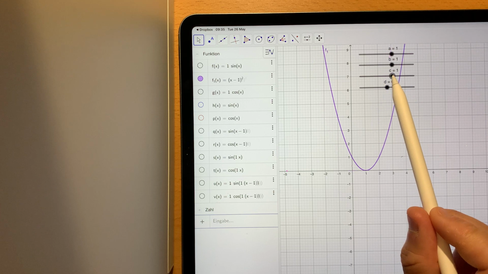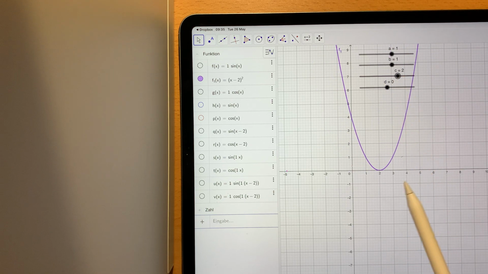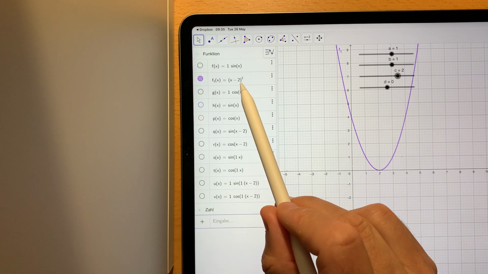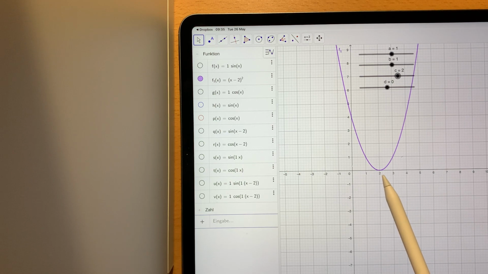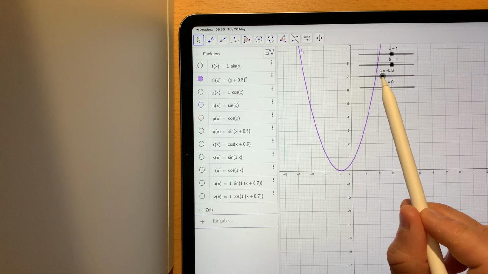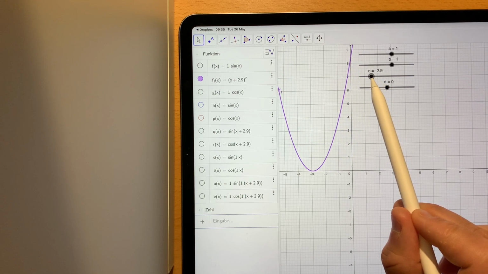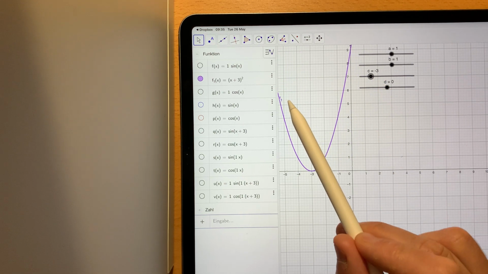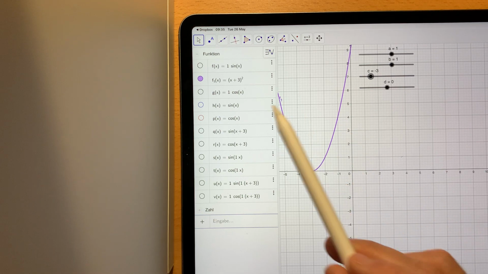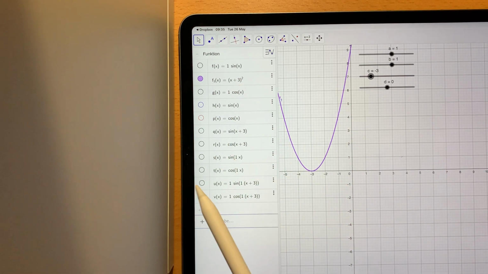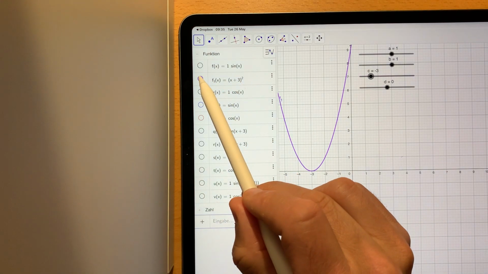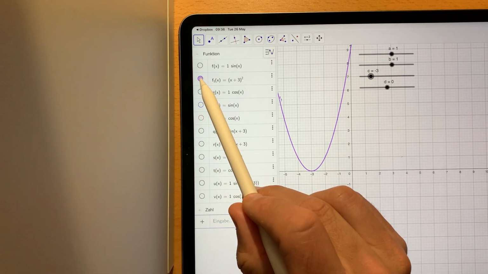Look, as I put this on 2 here, it's x minus 2 squared, and it will be moved to the right by 2 units. As I go over here, for example, minus 3, it will be moved to the left by 3 units. So it's x plus 3 squared. Okay, let's switch this off. I think this should be pretty clear.